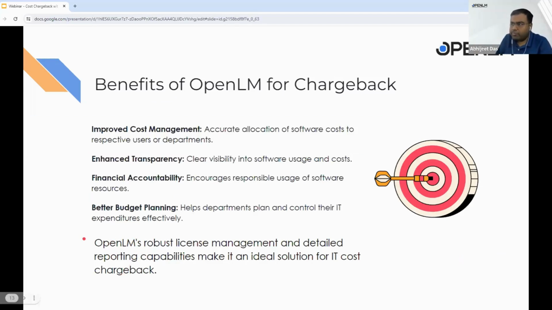So OpenLM's robust license management and detailed reporting capabilities make it an ideal solution for IT cost chargeback. You can start implementing even if you do not have a chargeback policy yet. You can use OpenLM to implement this policy within your organization. Not only will you be able to do the cost chargeback, it will hugely improve the optimization and usage of your software licenses, and you'll see that it will drastically bring down the overall expenditure that you are doing on your software licenses.